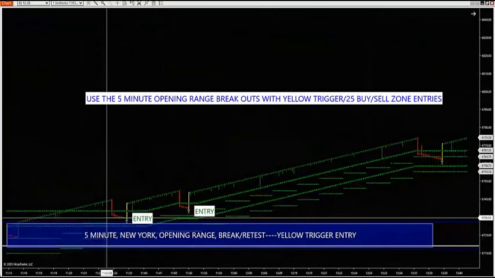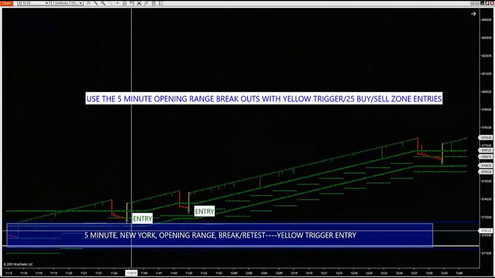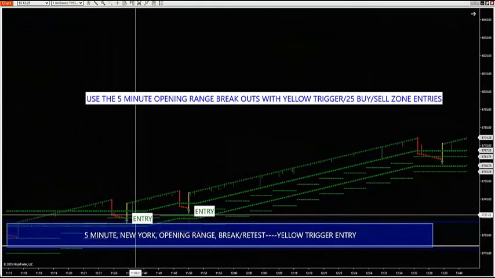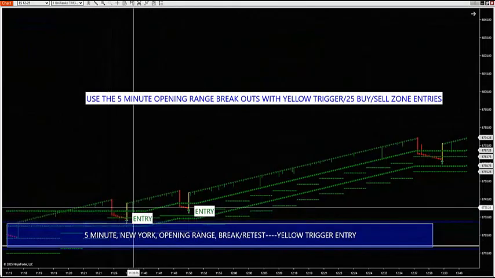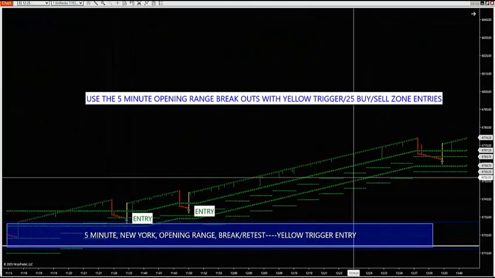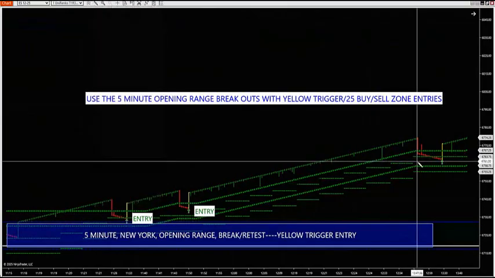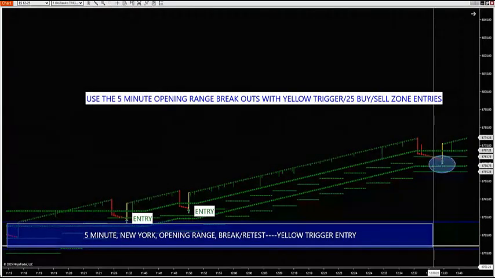We broke out. There's your entry level. There's your yellow trigger entry level. This was a confluence trade. The reason this is so nice is you're inside of our trend filter. Remember, if it's green, we're looking for liquidity grab buys inside these zones. That's where the market likes to reverse. This was a confluence level also. You can see it's inside of the zone and also a 25 buy zone.